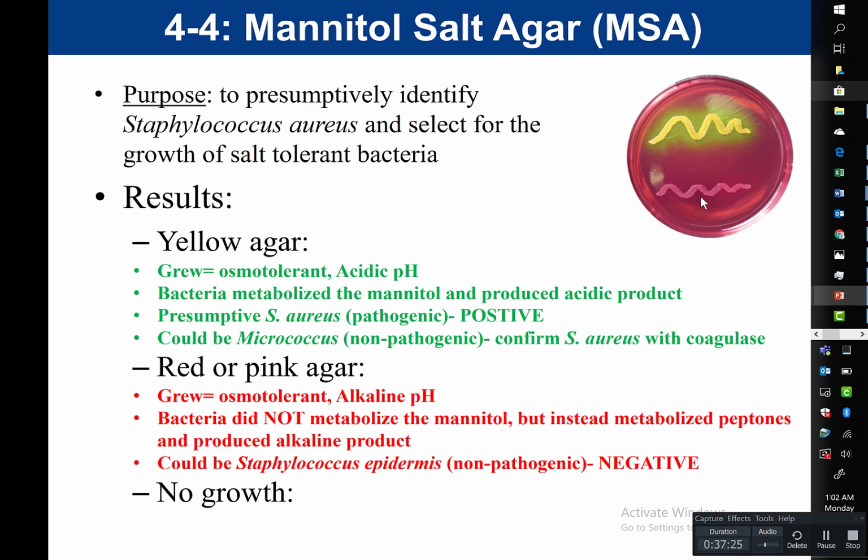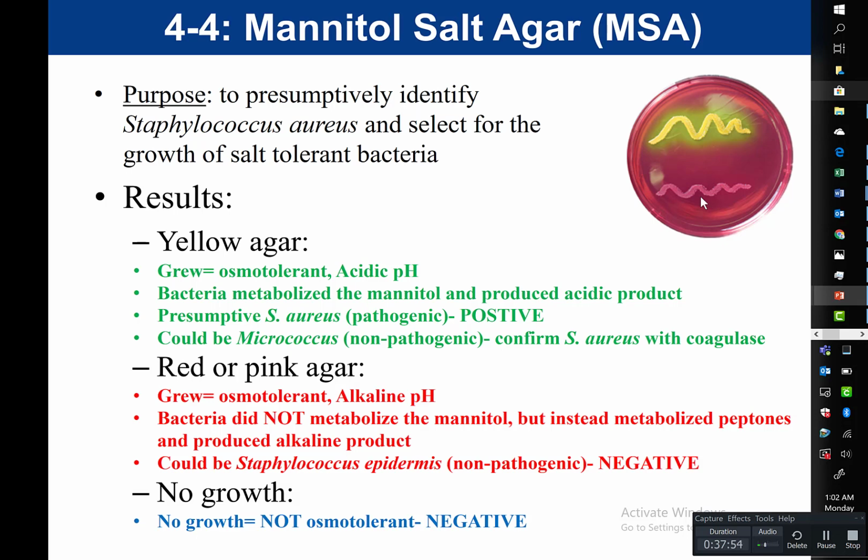No growth. It's possible that we get no growth. What does that tell us if we get no growth? Well, that tells us no growth equals not osmotolerant, meaning there are not osmotolerant bacteria present. Again, this would be considered a negative. It's not Staph aureus.